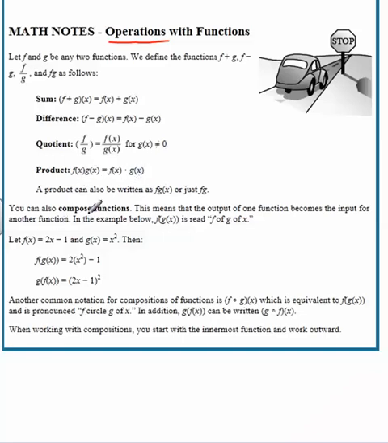Okay, it says you can also compose functions. This means that the output of one function becomes the input for another function. This is written as f of g of x. And when that's written out, they sometimes write this f of g of x, and it looks like a tiny little O. And so people sometimes say fog of x because it looks like the word fog. But it really means f of g of x. The function of what you would get if you did g of x is what that is saying.